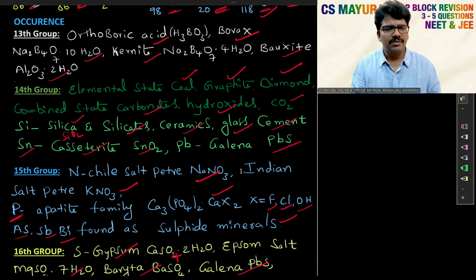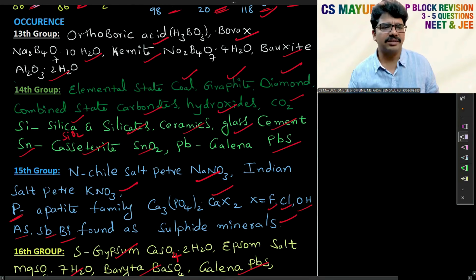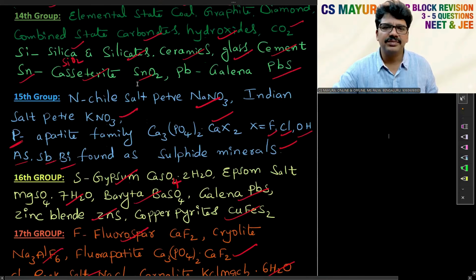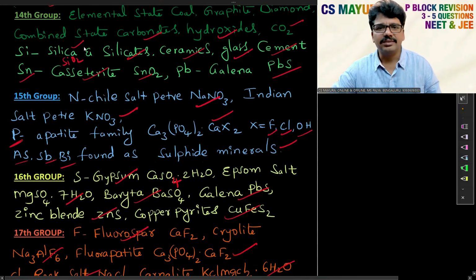Right. So let us see what sources are given for different groups in the NCERT. 13th group: orthoboric acid, borax, kernite, bauxite. 14th group, in elemental state, for carbon: coal, graphite, diamond. In combined state: carbonates, hydroxides, and carbon dioxide. Next, silicon sources are silica, silicates, ceramics, glass, and cement. And tin: cassiterite, SnO2; and lead: galena, PbS.